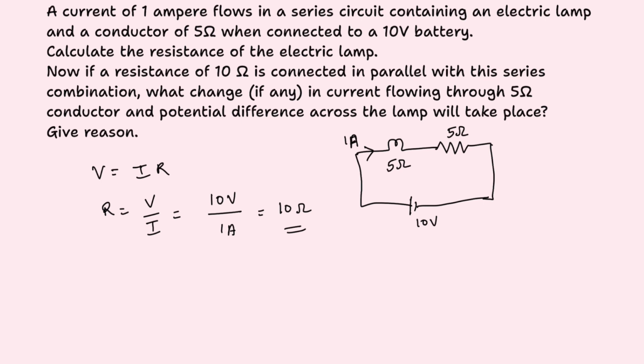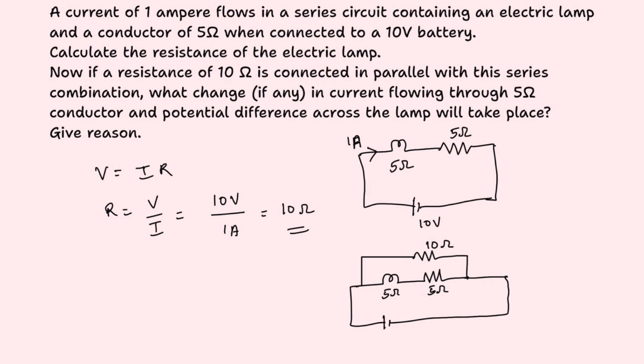Now let's look at the second part of the question. Now if a resistance of 10 ohm is connected in parallel with this series combination, let's draw that. So in the second part of the question, everything is the same. There's just one change. A resistance of 10 ohm, this is 5 ohm, this is 5 ohm. A resistance of 10 ohm is connected in parallel with the series combination. Just draw the battery.